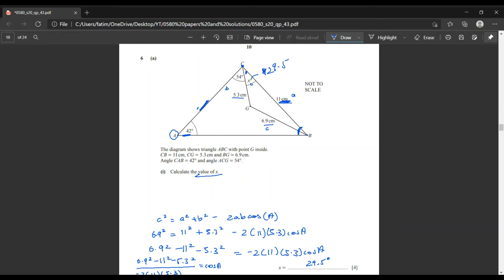then the sum of angles in a triangle is 180 degrees, right? So 29.5 plus 54 plus 42, whatever that is, 180 minus that will give me the remaining angle, which is angle B. So I'll just do that on my calculator. Just for you to know, it's 180 minus the sum of everything else, which is 42 plus 54 plus 29.5. I'll just calculate that.